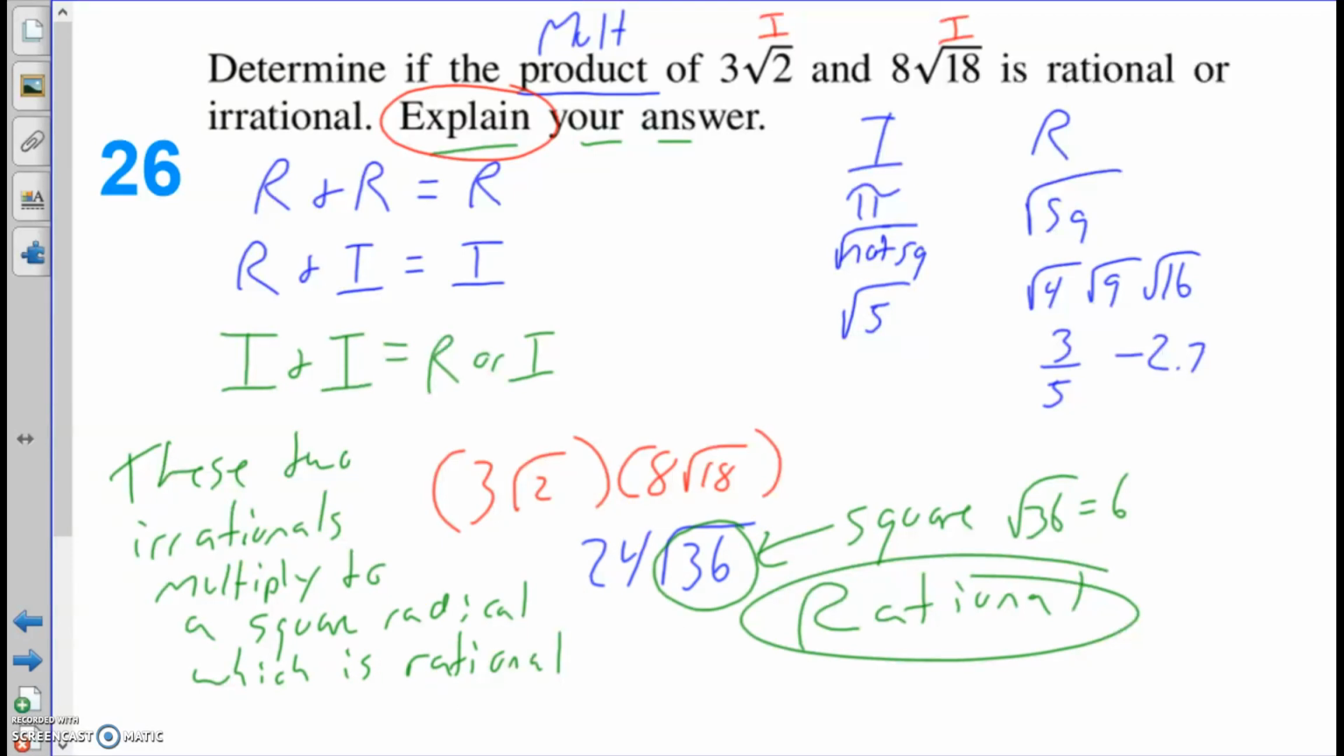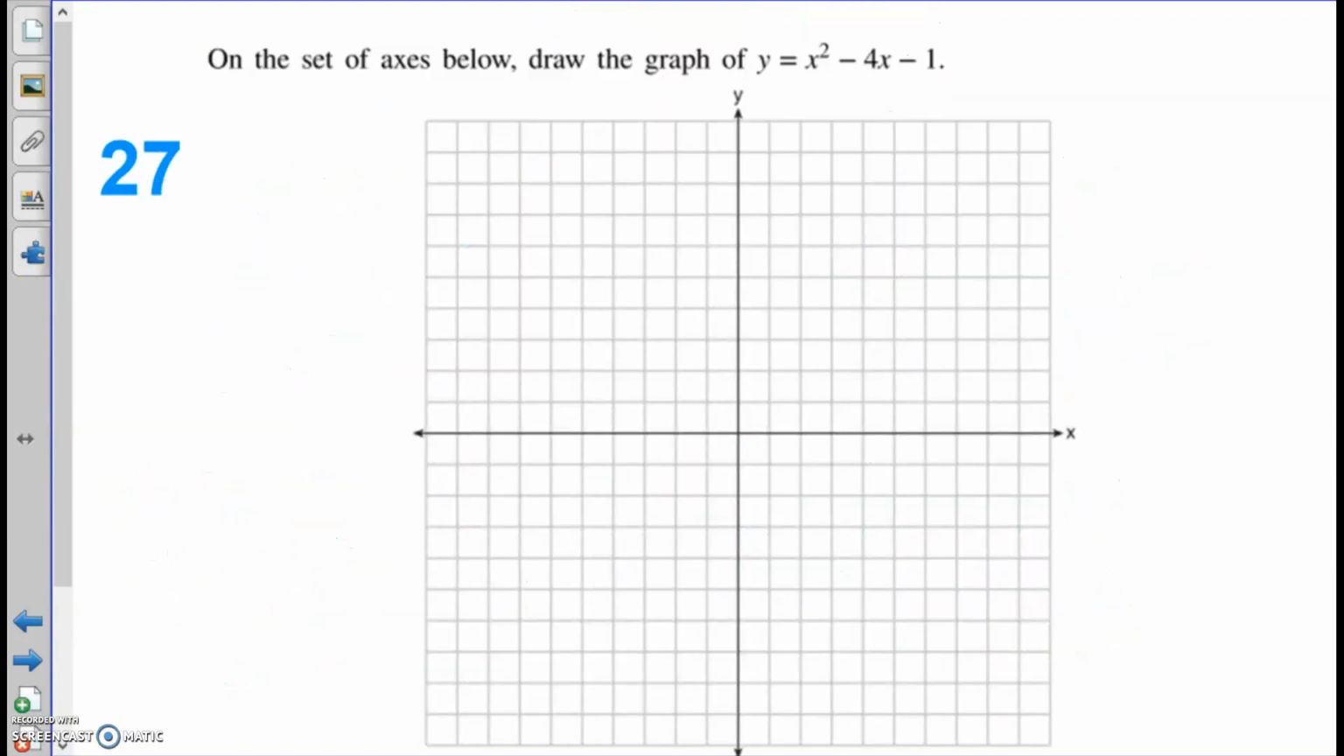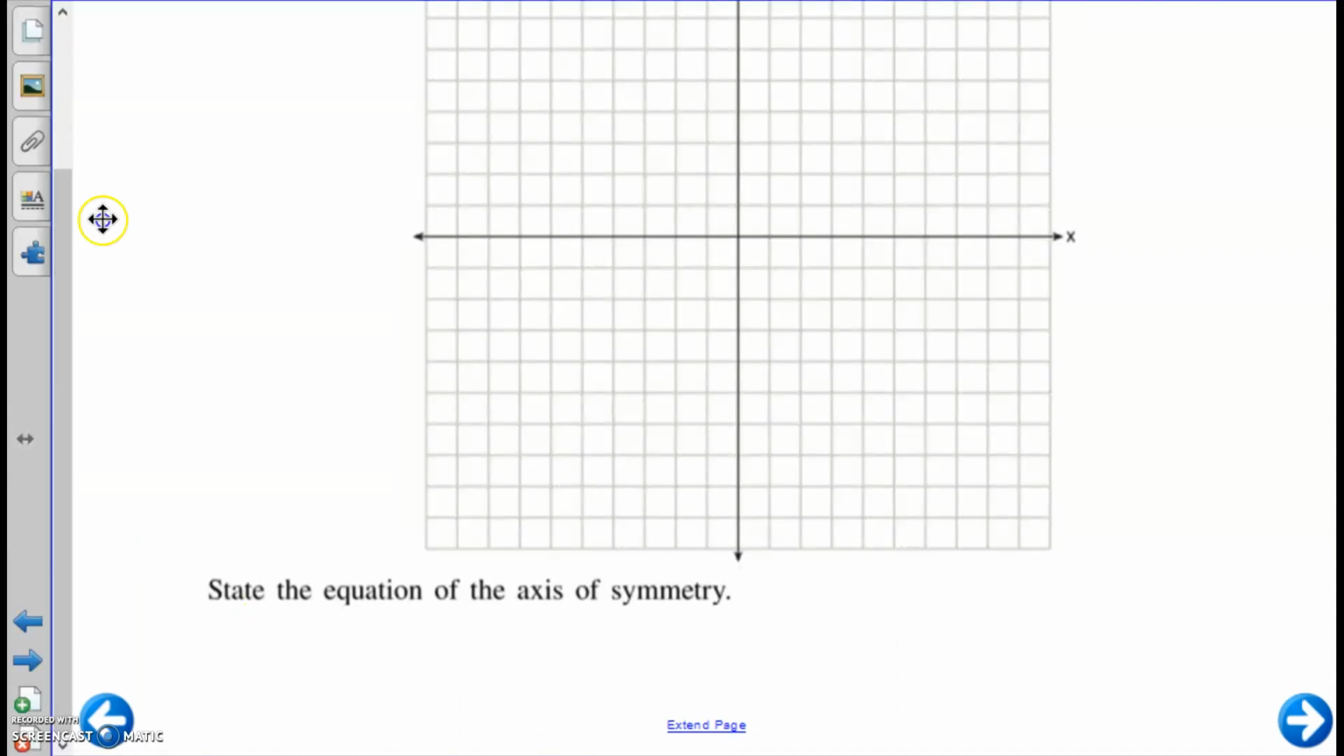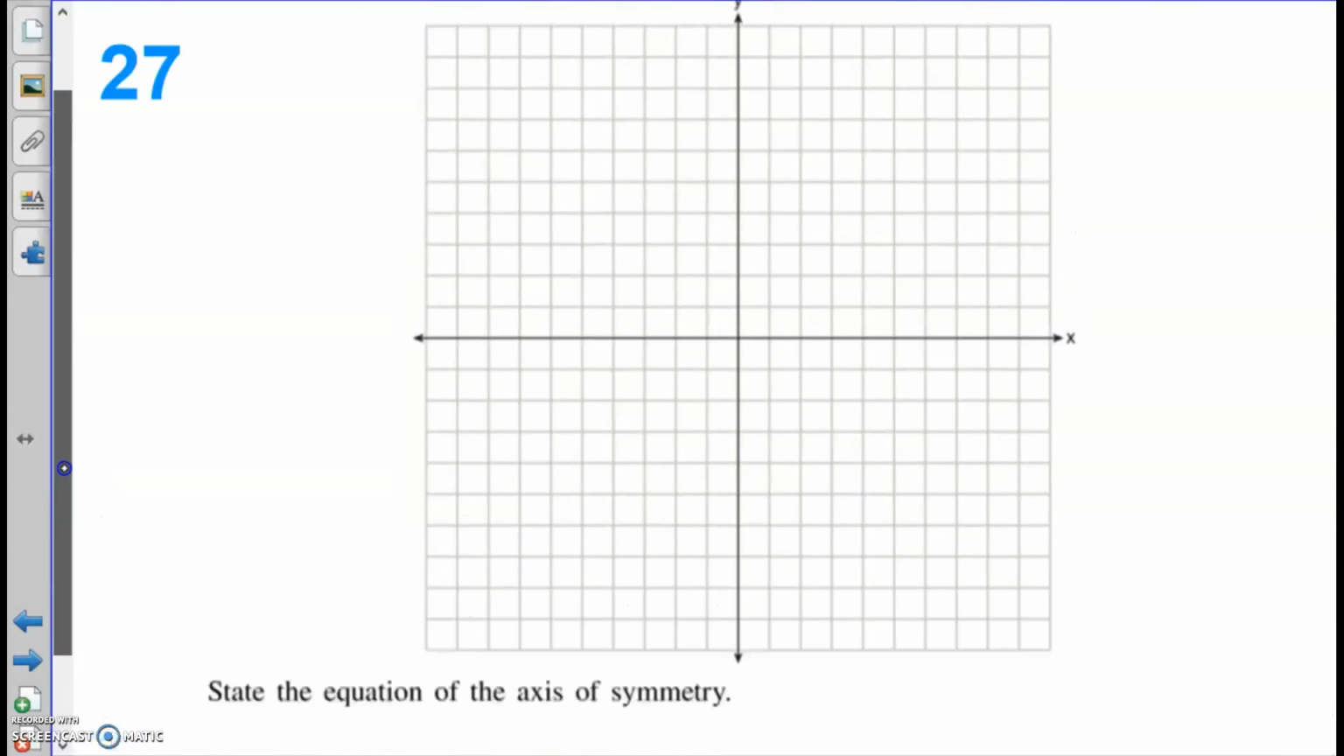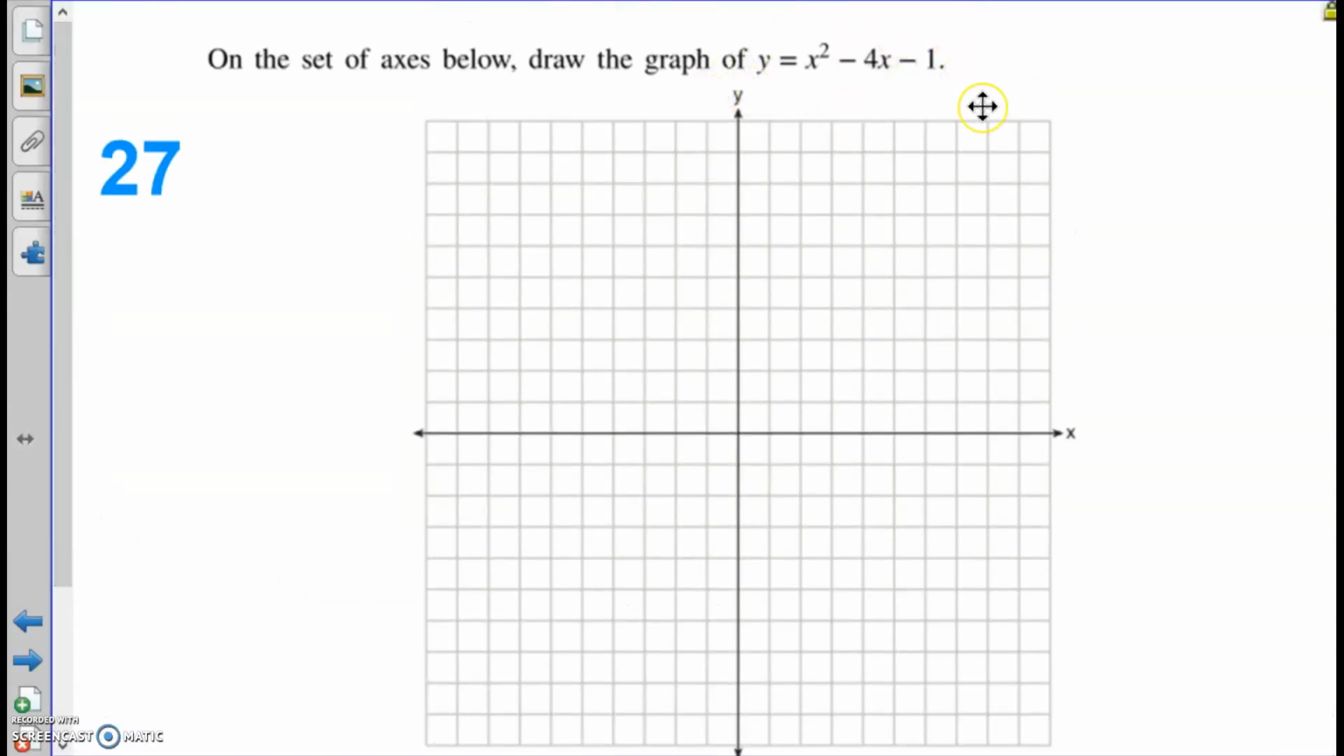All right, let's try number 27. On the set of axes below, draw the graph of y equals x squared minus 4x minus 1, and determine the equation of the axis of symmetry. So the best way to draw a parabola like this is to make a table and let your calculator give you values. So I'll use blue here and make a table. And so I'm going to type it into my y equals in my calculator. X squared minus 4x minus 1.